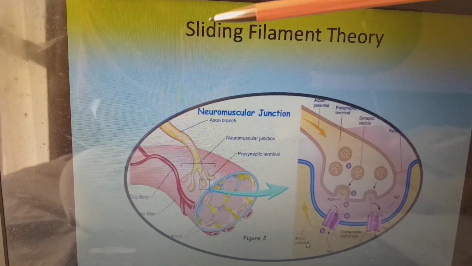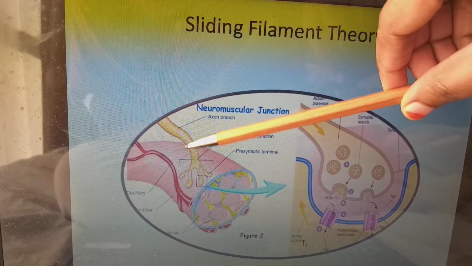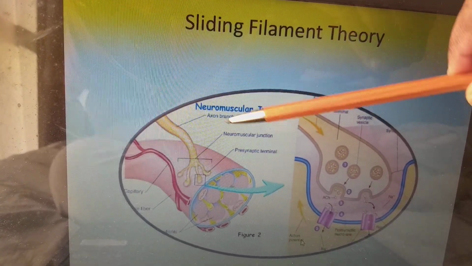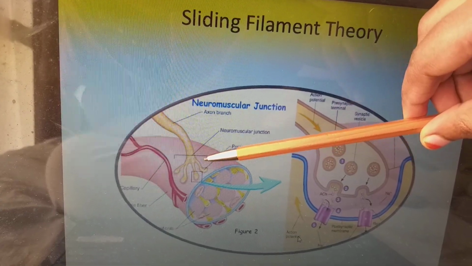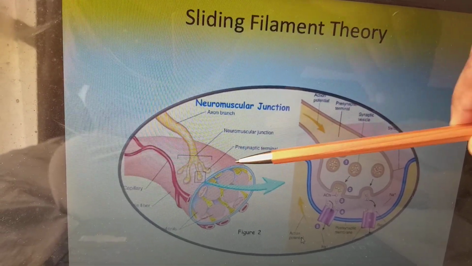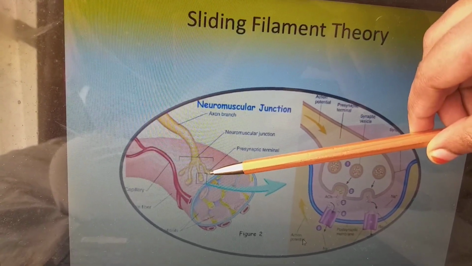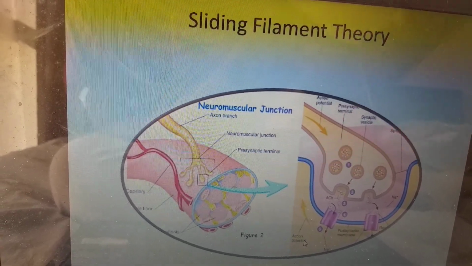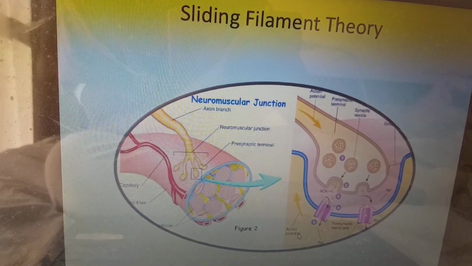So neuromuscular junction means a junction between the nerve and muscle. This is the axon, which is a part of the neuron, and this is the neuromuscular junction, NMJ as we also call it. This is the presynaptic terminal, and the connection between the nerve and muscle we call a synapse, or between neuron and neuron.